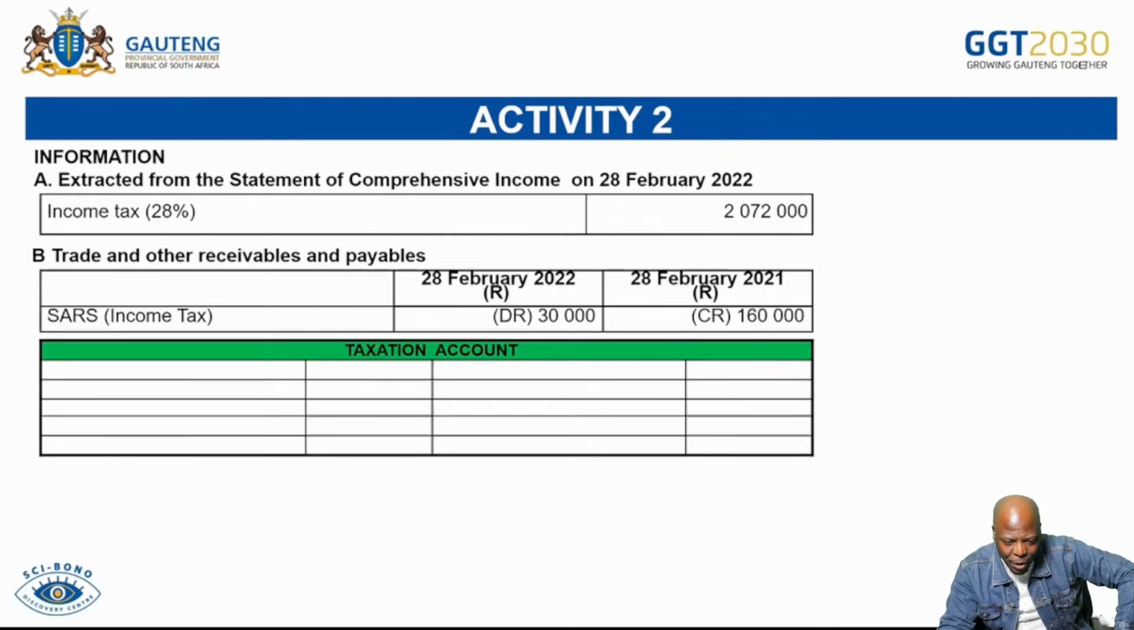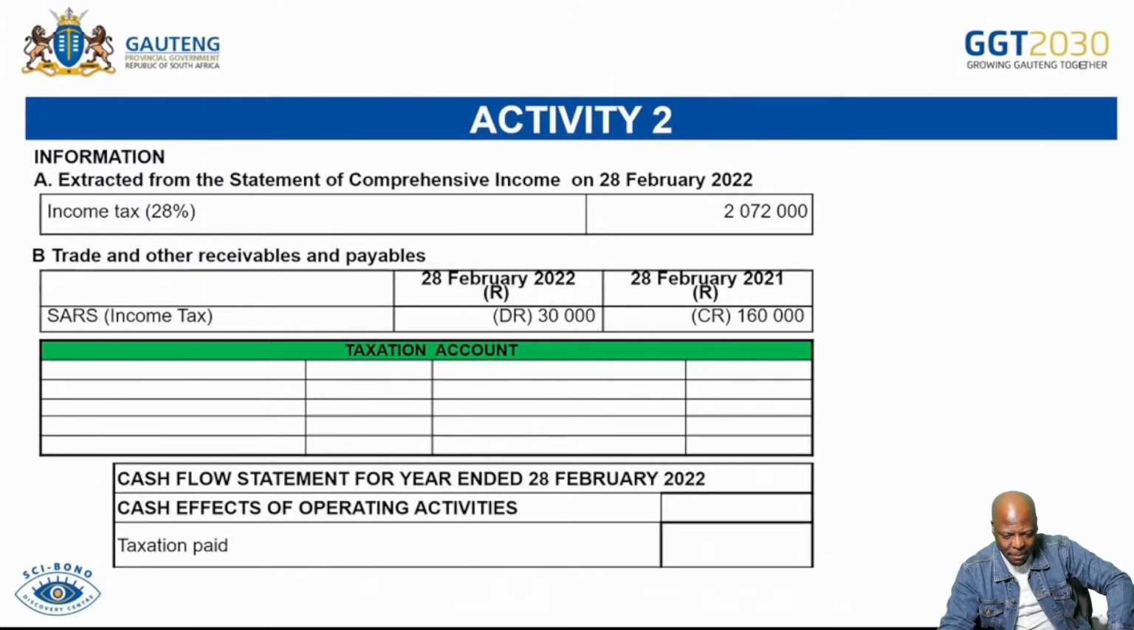Then the next part, therefore, is my taxation paid. Taxation paid, and we're coming here. So what I did here now, I am going to open a simple taxation account, or we can call it a tax account. It will be the same, taxation or my tax account.